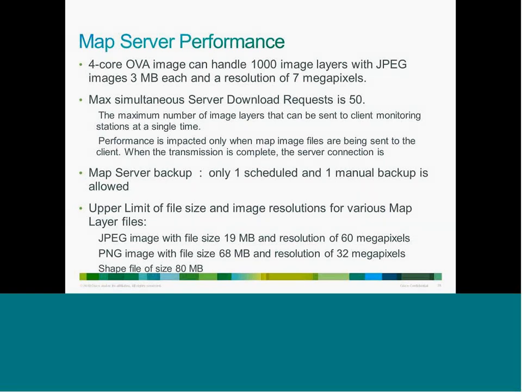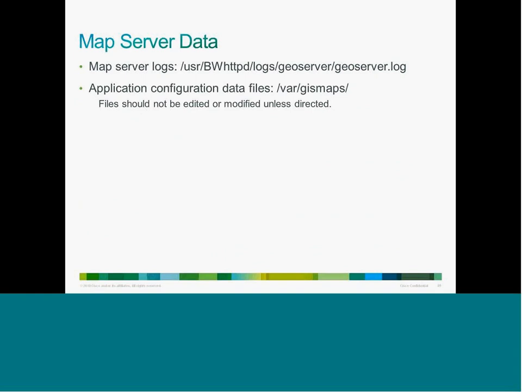A lot of data is on the map server itself, so you can do one scheduled and one manual backup. There is an upper limit on the file sizes of the formats we talked about before. JPEGs, you can go up to 19 megabytes, PNG up to 60 megabytes, and shapefiles, you can go up to 8 megabytes because they've got a lot more content in them.